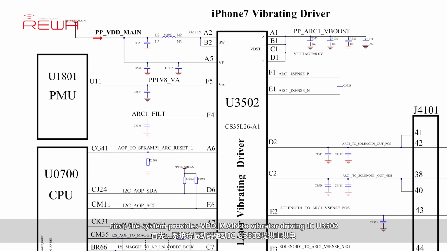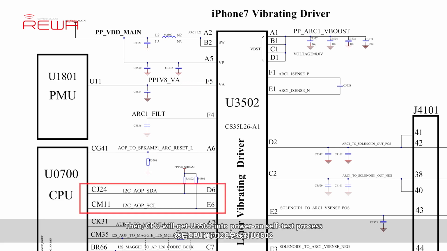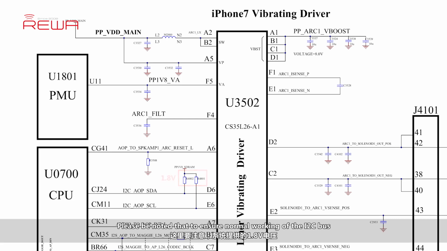First, the system provides VDD_main to vibrator driving IC U3502. Meantime, PMU provides a 1.8 volts power supply to U3502. Then, CPU will get U3502 into power on self-test process and perform as function controller via the I2C bus. Please be noted that to ensure normal working of the I2C bus, the 1.8 volts voltage provided by the system will pull up the voltage of I2C, with the help of the two pull-up resistors R4802 and R4801.